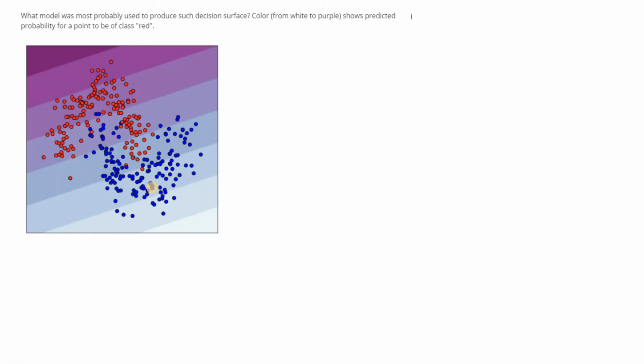Coming to the next question: what model was most probably used to produce such a decision surface? Color from white to purple shows the predicted probability for a point to be class red. Here again the same four options: KNN, decision tree, linear model, random forest. The correct answer is linear model, because it cannot be KNN; KNN does not have this kind of smooth boundary, it has a distorted shape. Decision tree and random forest are not possible because in a decision tree the decision boundary should be parallel to the axis. So obviously linear model, and you can see the linearity pattern, right?